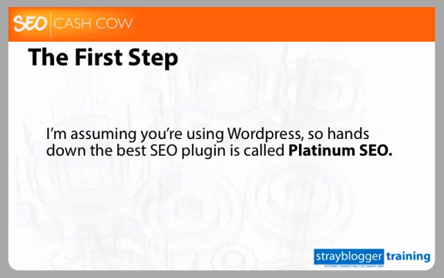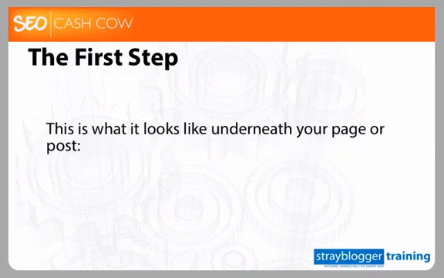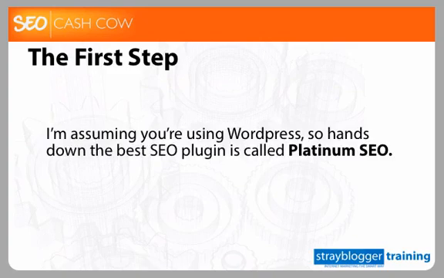So the first step, and I'm assuming you're using WordPress, so hands down the best SEO plugin, this is what I use on all my sites, is called Platinum SEO. If you just go into the back end of your WordPress blog and search for new plugins, type in Platinum SEO, you'll find it. You probably already use it. For static HTML sites, probably everyone listening to this is using WordPress, but if you're not, I don't have any advice. I don't even know how to build HTML sites anymore, or how to optimize them for keywords or anything. I just know how to use these SEO plugins, so that's what I recommend.